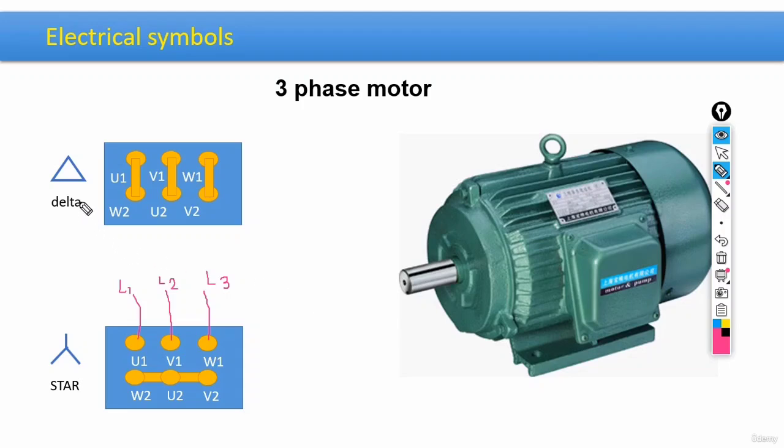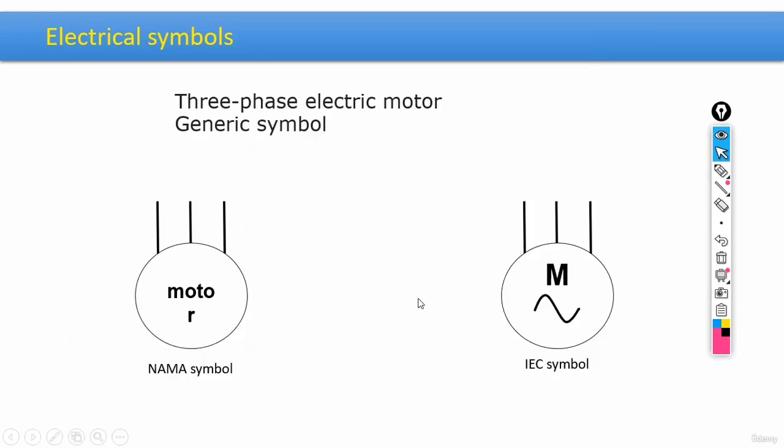Alright, the second method is called the delta. Here, U1 would be connected to W2, V1 to U2, and W1 to V2. And also, again, the top terminals, U1, V1, and W1, would be connected to three-phase lines L1, L2, and L3. Alright, now guys, remember, we are able to use both methods here, but if we want our motor to have full power, we should actually use the delta. Alright guys, in the last slide, we can see the symbols that we have for such motors, both the IEC version and the NEMA, or the American version.